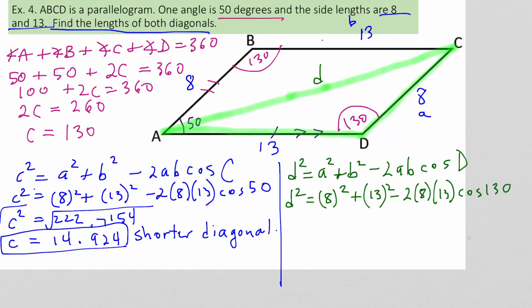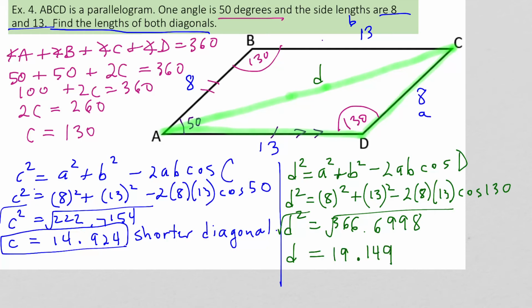All right, so I did it. Here's my equation. Here's my substitutions. So I type everything in here on the right-hand side and I get D squared. I type it all in and I get this number here. And then I just take the square root of both sides to get my distance D, and I got 19.149.